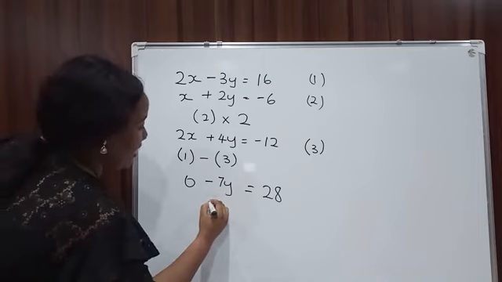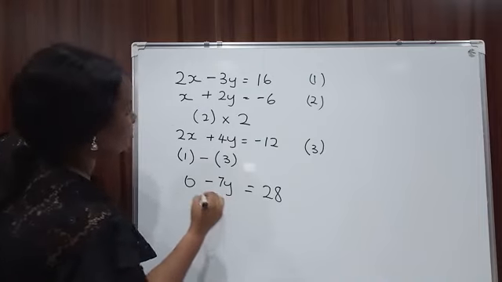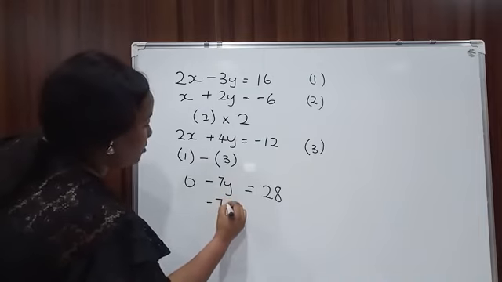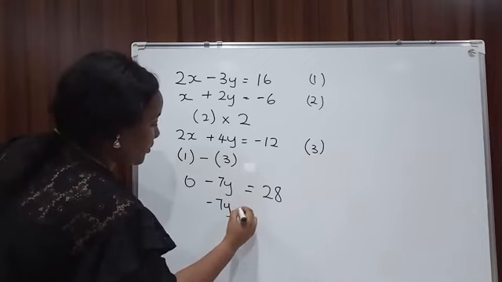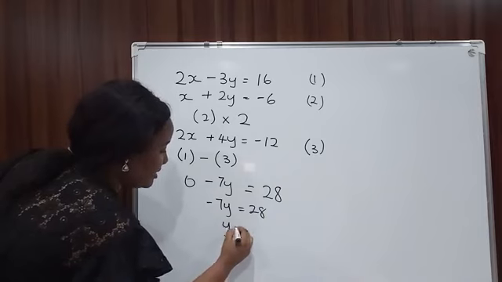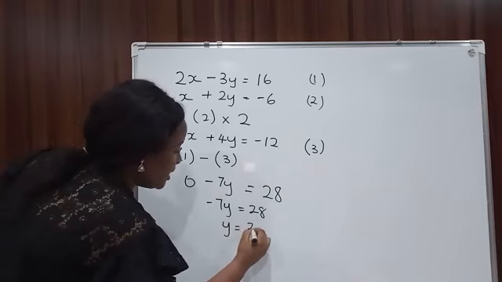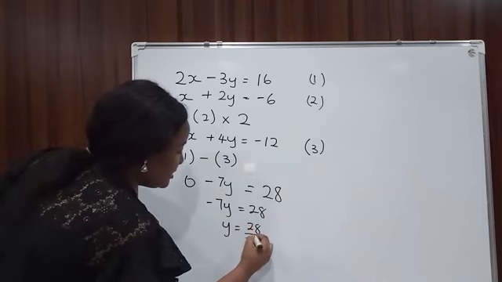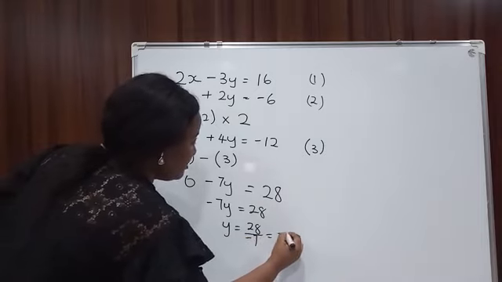So we have minus 7y equals 28. Divide both sides by minus 7. We have y equals 28 over minus 7, which gives us minus 4.